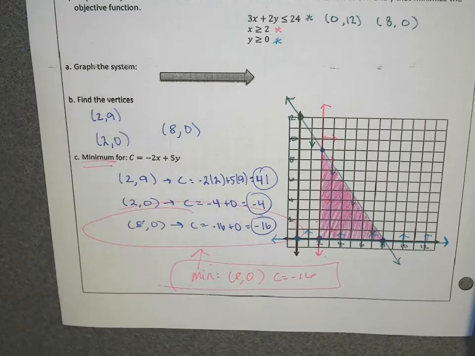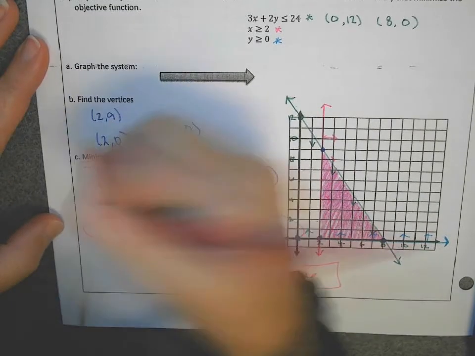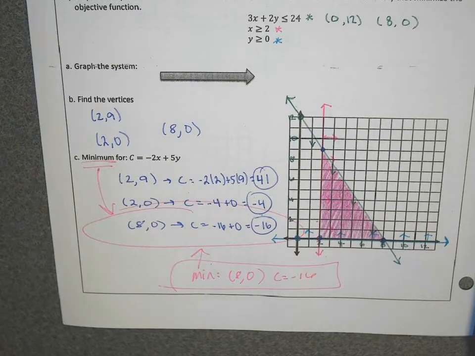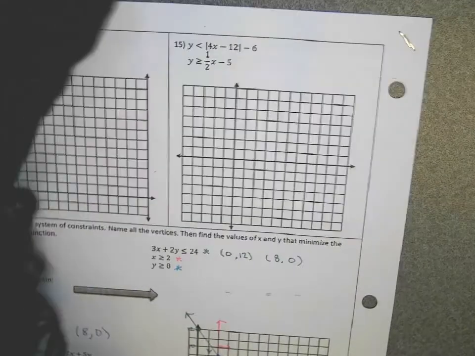I don't care if you rewrite it or you circle it with an arrow, minimum, circled, however you want to do it, but I need to know that that is the minimum. Give me a 1 through 5 on this problem. How do we feel? Okay, moving on up then. We'll go to 15 next.